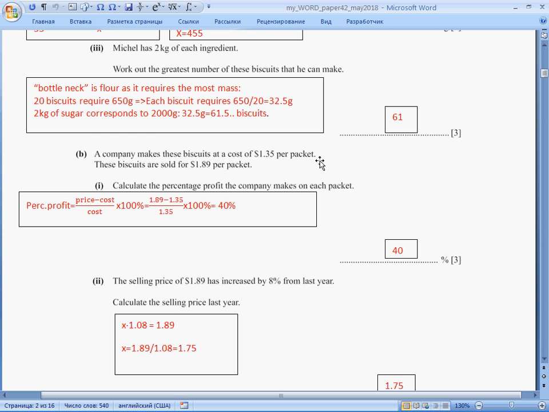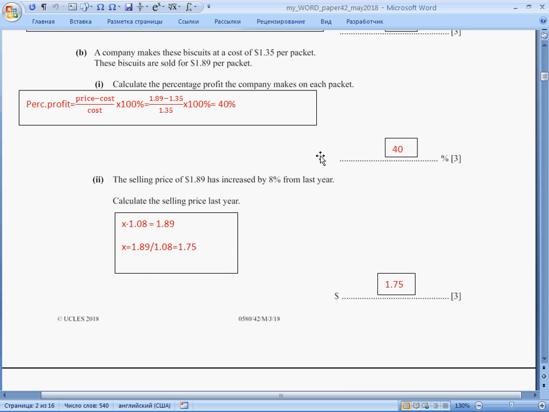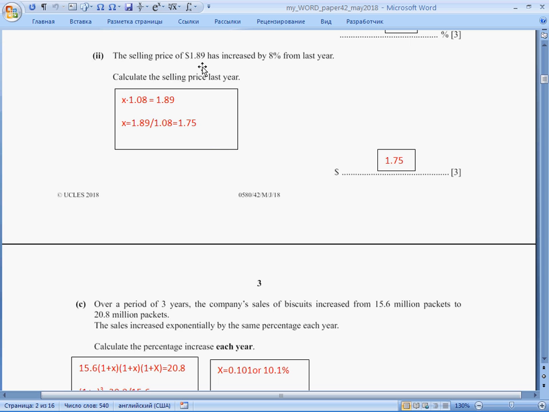A company makes this biscuit at a cost of so much per packet. These biscuits are sold for so much. Calculate the percentage profit. Percentage profit formula is price minus cost over cost multiplied by 100. So we substitute values and we get 40%. The selling price is so much, has increased by 80% from last year. Calculate the selling price last year.